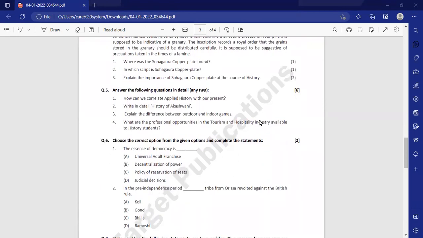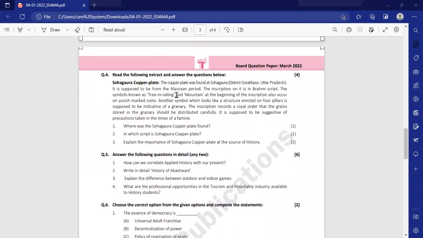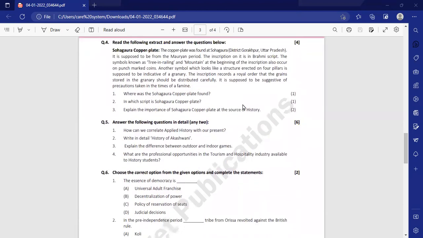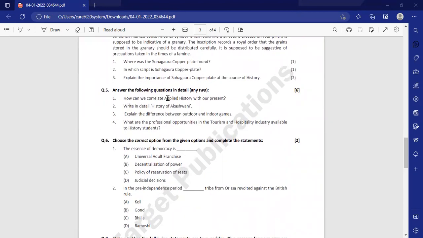So it will save your time. Okay. Question 4 for 4 marks. Answer the following question in detail, any 2. Now, detail means 2 questions are there for 6 marks, meaning 3 marks each. So at least 6 points are necessary.